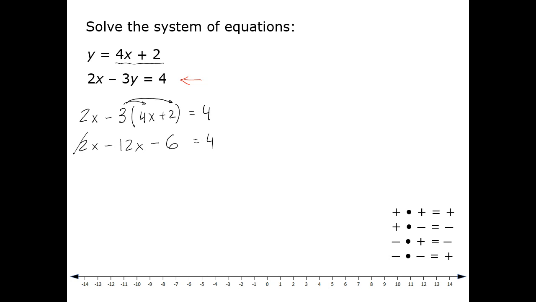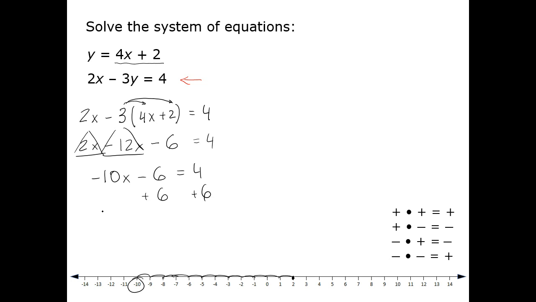I have two like terms here that I can combine. So positive 2 combined with negative 12. I'm standing on positive 2. Move 12 steps to the left. And I'll land on negative 10. So this is going to be negative 10x minus 6 equals 4. I'm going to get rid of this negative 6. I'm going to add 6's on both sides.